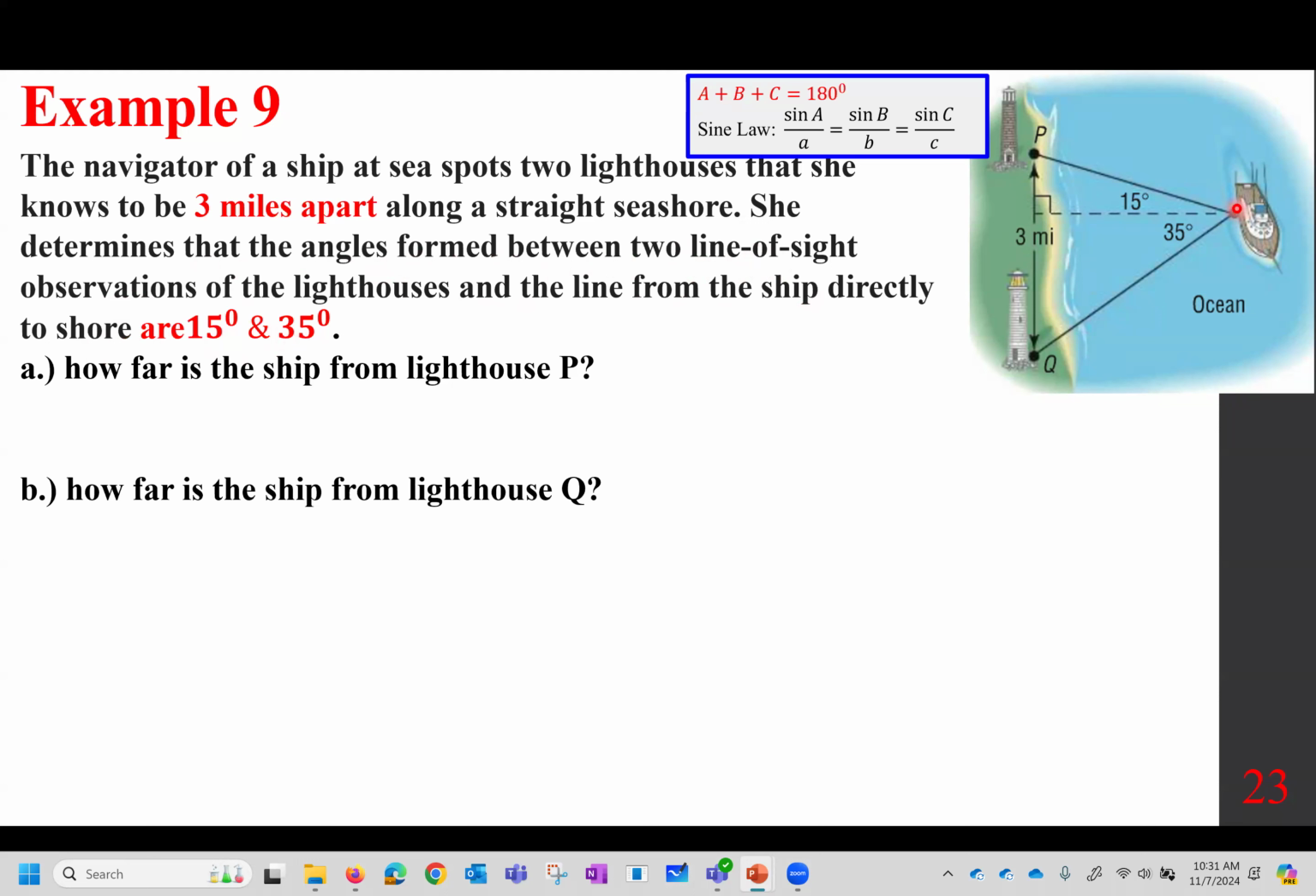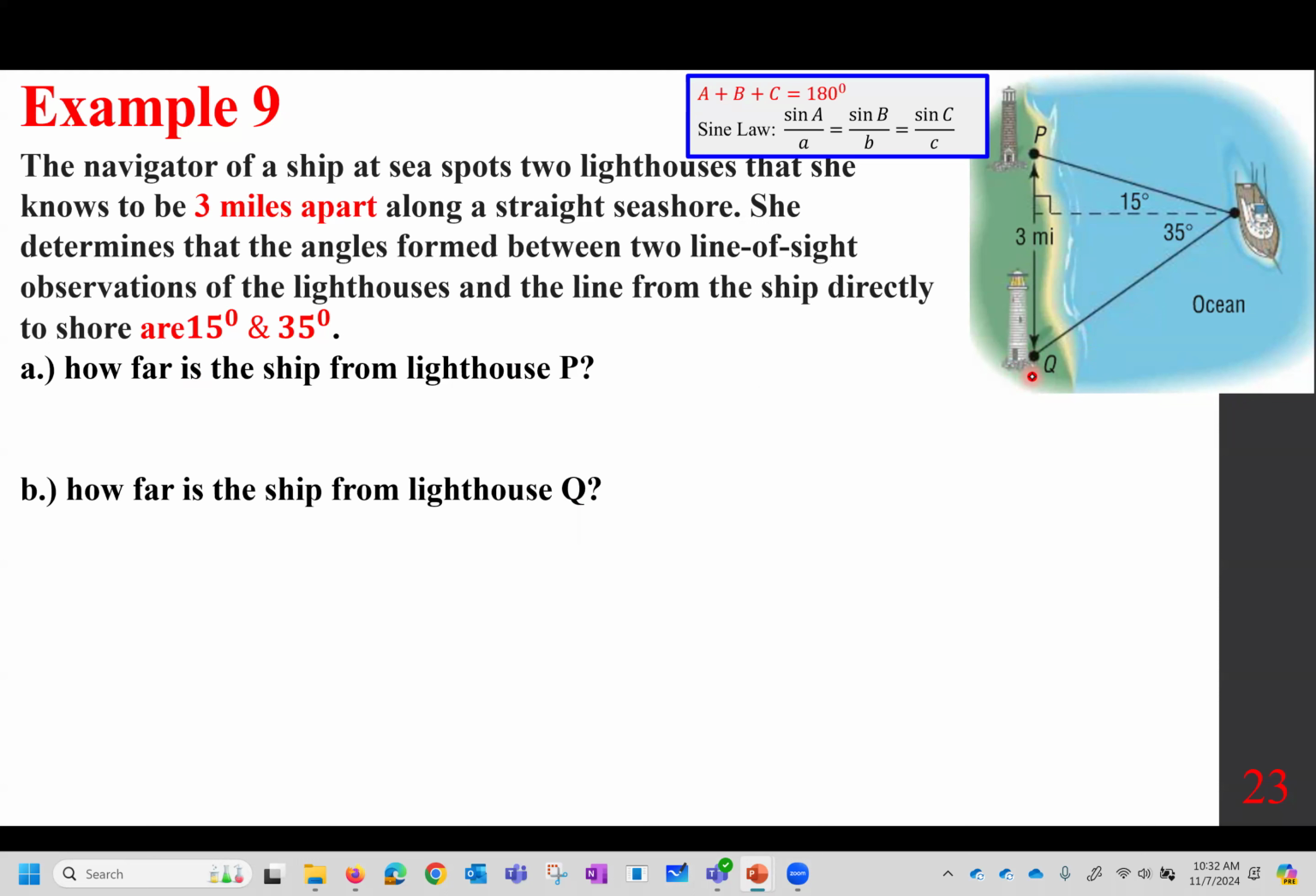So from here, if you drop a perpendicular, this is 15 degrees, this is 35 degrees. So this is the given information. And the distance PQ is 3 miles. How far is the ship from point P, lighthouse P, and from point Q, lighthouse located at Q? We want to find this.